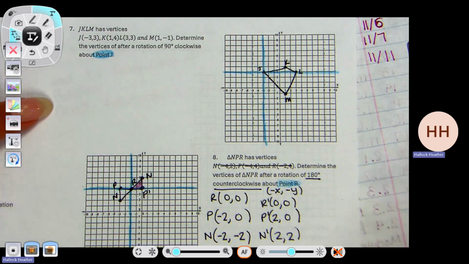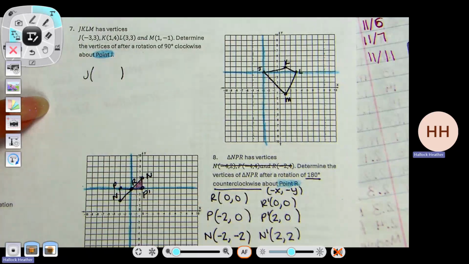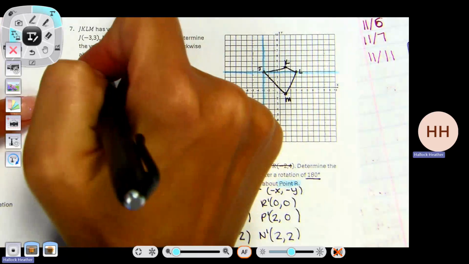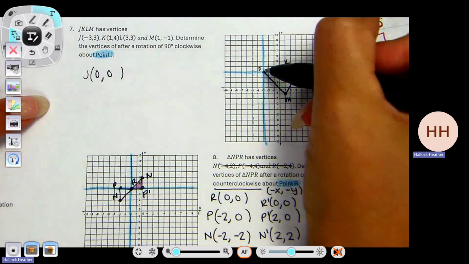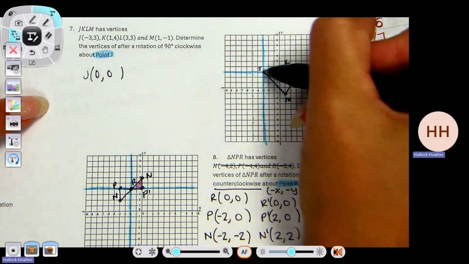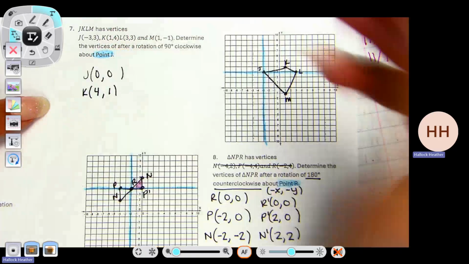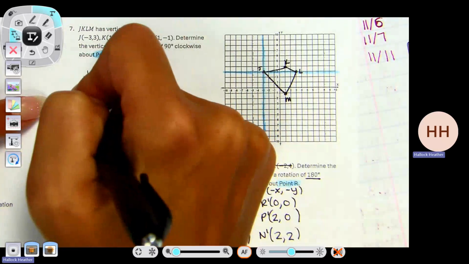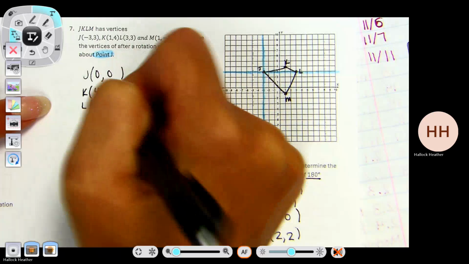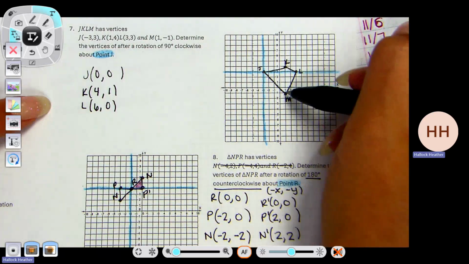Where is J at on this graph? 0, 0, because that's my spin point. So that's easy. So I would always start with the spin point, but technically it doesn't matter. Okay, so I got J. Let's go to K. Okay, you go right and you go up. So it's double positives. What is that? 4, 1. L, I'm going to the right. 6, 0. And then M, you go to the right, but you go down. 4, -4.